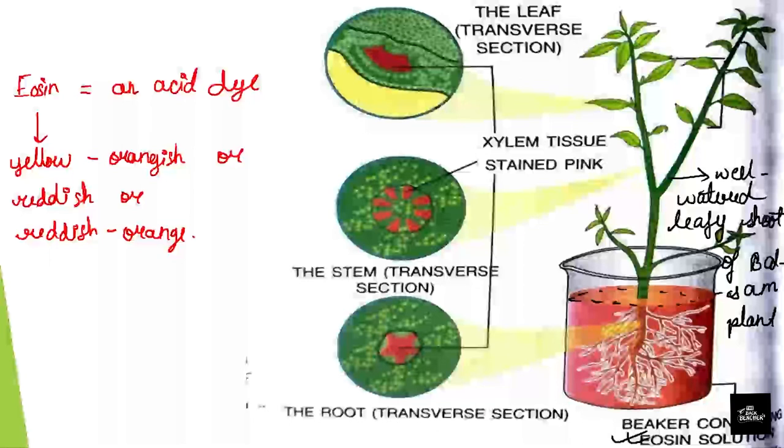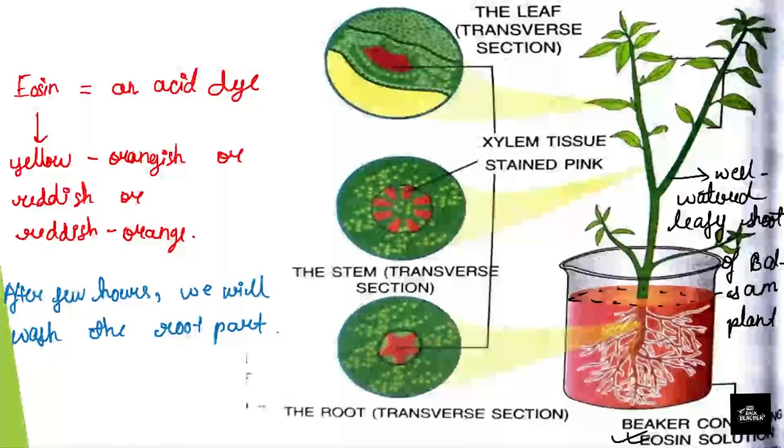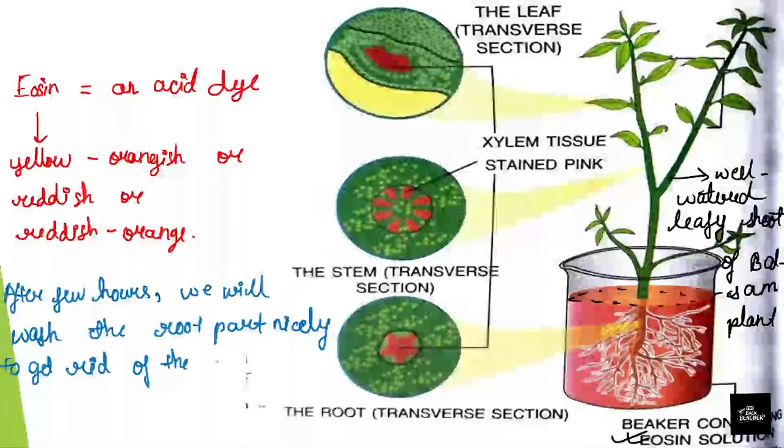After 3 to 4 hours, we are going to rinse the whole stem, the whole root part especially, under tap water. After a few hours, we will wash the root part nicely to get rid of the eosin dye. And after rinsing it, we are going to make three transverse sections.